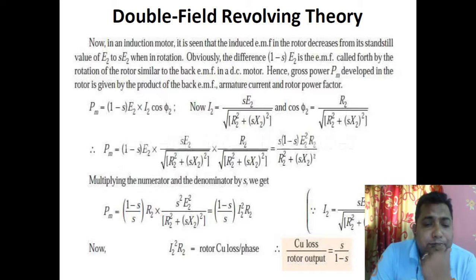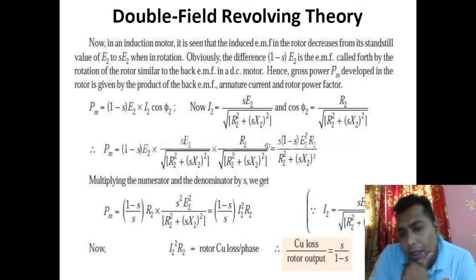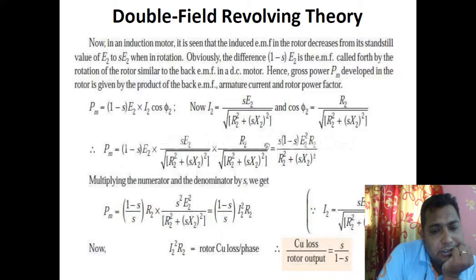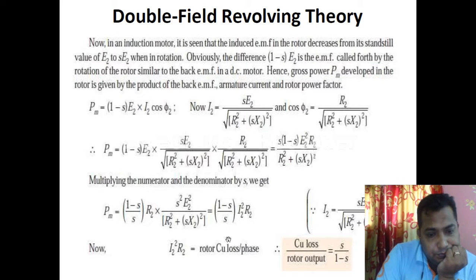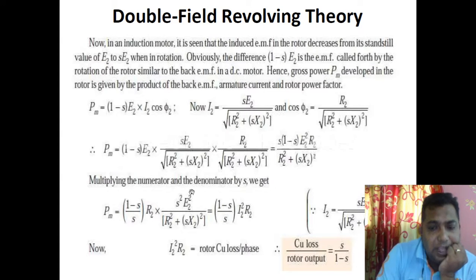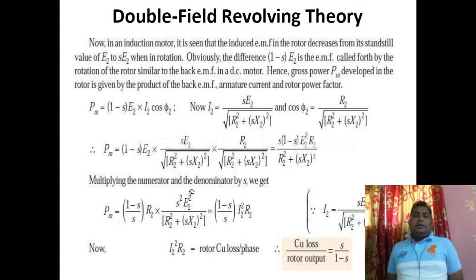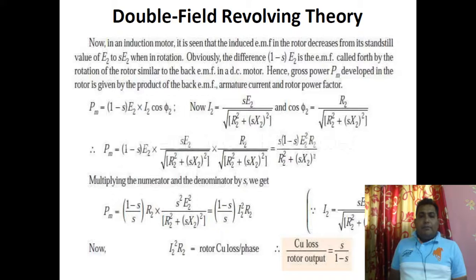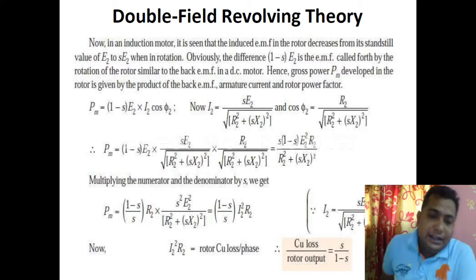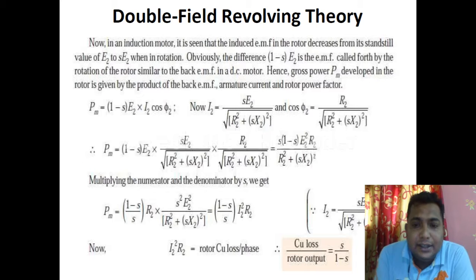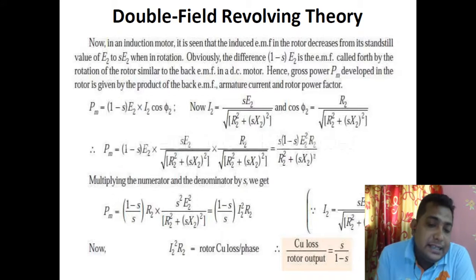Where this s square E2 square by r2 square plus sx2 whole square is equal to I2 square, as we know. So we can replace that in the equation and find that it is 1 minus s by s into I2 square into r2.